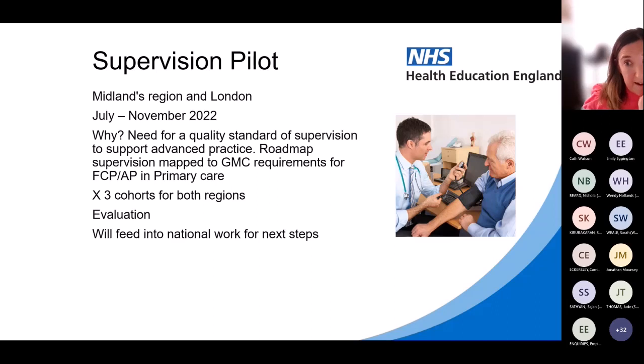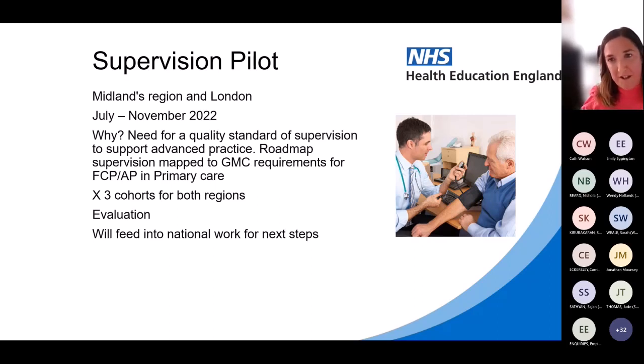We're looking at the evaluations now as they're coming in. We've just got a bit more to come back on the Midlands from our last course, but we had a pre-course evaluation as well to gauge where people are at, what sort of supervision training they'd had previously. We've done an immediate post-course evaluation as well on the day.